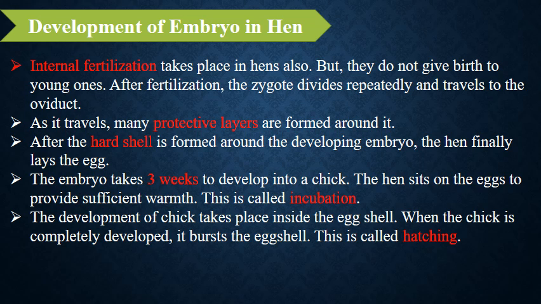Development of embryo in hen. hen के अंदर किस तरीके से एम्ब्रियो डेवलप करता है? एज वी नो, हेन्स के अंदर भी इंटरनल फर्टिलाइजेशन होती है. दे डू नॉट गिव बर्थ टू डायरेक्ट यंग वन. वो डायरेक्टली यंग वन को बर्थ नहीं दे सकते, वो एग्स ले करते हैं. एंड जब फर्टिलाइजेशन हो जाती है, जाइगोट डिवाइड करता है रिपीटेडली एंड ट्रेवल करता है ओविडक्ट तक.